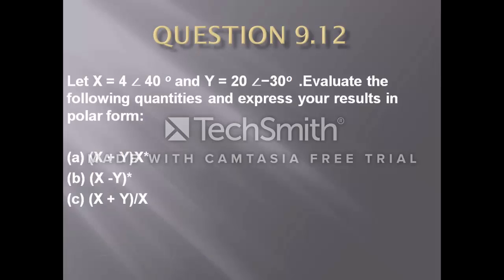Let x equal to 4 with a phase angle of 40 degree and y equal to 20 with a phase angle of minus 30 degrees. Evaluate the following quantities and express your results in polar form. Part A, x plus y multiplied by x conjugate. Part B, x minus y conjugate. Part C, x plus y divided by x.